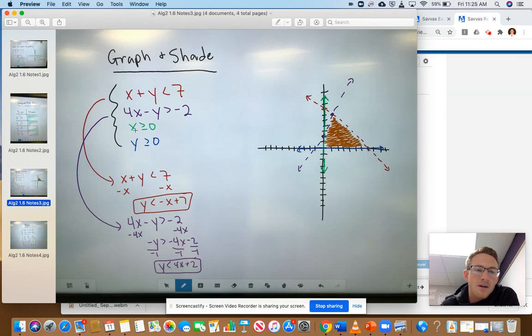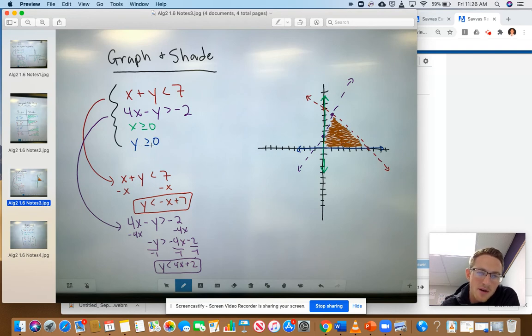The green one, x is greater than or equal to 0. So when x is 0, so on the x-axis, where's 0? It's right here, and we're going to go straight up and down because even if I'm up here, the x value is 0. If I'm down here, the x value is 0. That's a solid line, and we're going to be to the right of it because x is greater than.